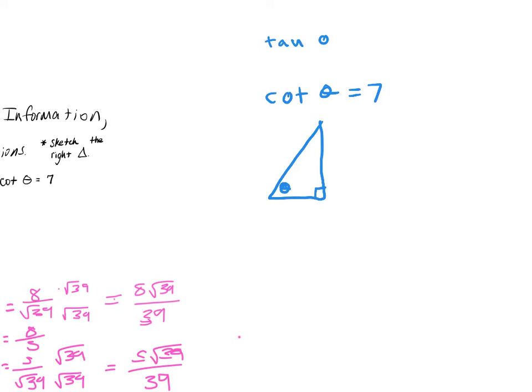And how do we find our hypotenuse? Pythagorean Theorem. So 7 squared plus 1 squared is equal to x squared. So 49 plus 1 is equal to x squared. 50 is equal to x squared. So the square root of 50. Can we simplify the square root of 50? Yes. What does it simplify to?